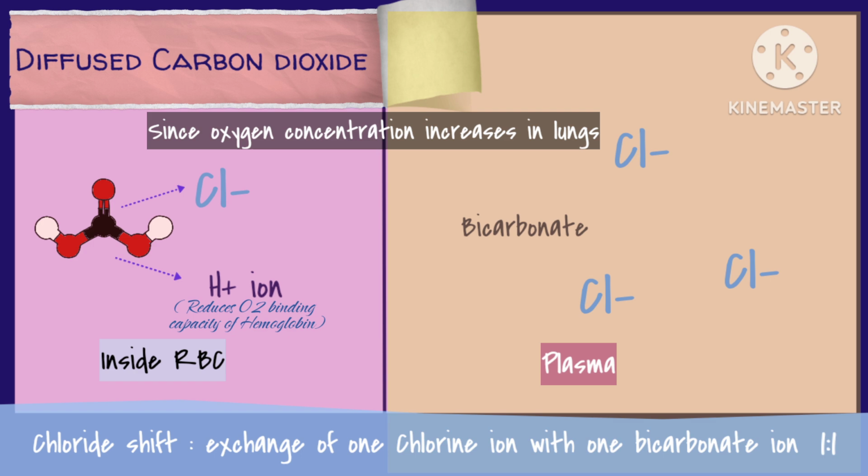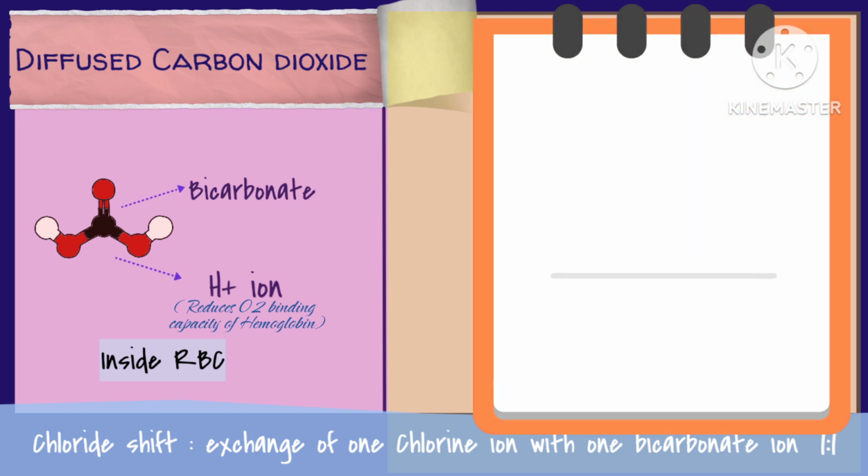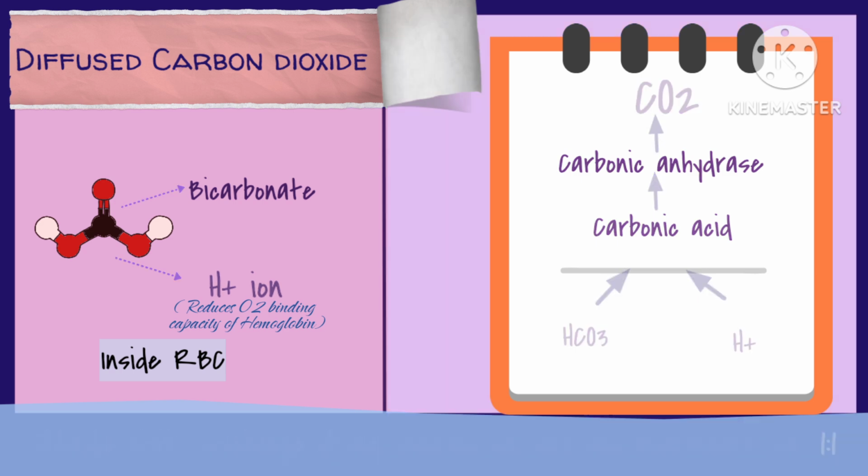Since oxygen concentration increases in the lungs, the bicarbonate again enters the RBCs and sends out a chloride ion in exchange. The H+ ion also separates and binds back to the bicarbonate ion. The whole process is reversed in the lungs, and the final product of this conversion, that is carbon dioxide, is thrown out of the body through exhalation.